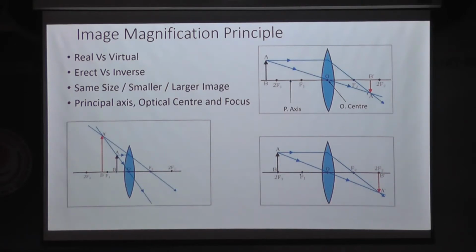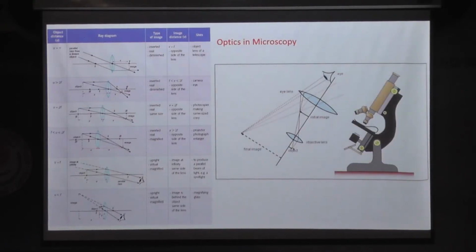Third example: I come still closer. When I come still closer, the phenomenon changes. It will not form in this direction in an inverse way, but this is a virtual image formation, and it is on the opposite side. These are the principles of image formation with the help of lenses.